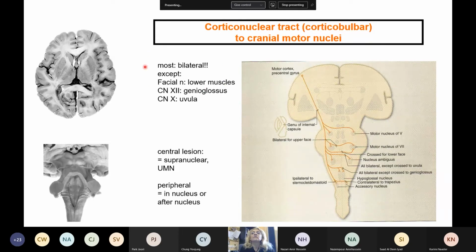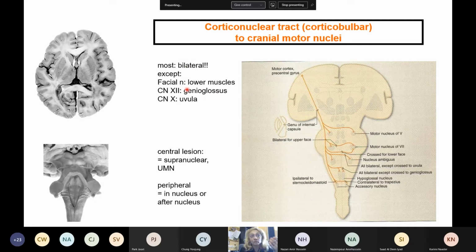And that's why you have to know the exceptions. This is what we do ask in the exam. Which are the motor nuclei that receive only unilateral innervation? And this is always contralateral. Why is it like this? I don't know. But these are the exceptions: the lower facial muscles, the genioglossus by the hypoglossal nerve, and the uvula from the vagus area. So these are the muscles that are getting only unilateral innervation.